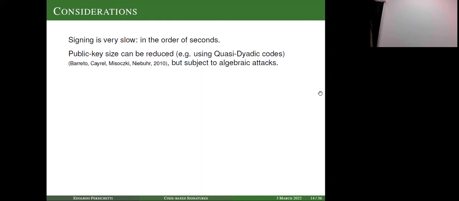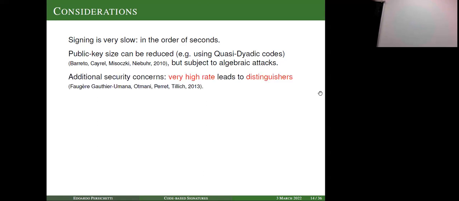And the public key size maybe can be reduced if you know a little bit about what happened for encryption using these structured codes with certain properties, like for example, quasi-cyclic or quasi-dyadic. There was a proposal using quasi-dyadic codes by Barreto, Cayrel, Misoczki, and Niebuhr. But then we have some problem with algebraic attacks for encryption. The same kind of problems apply here. And in fact, the public key is really not the main concern here. Yes, it's a big public key, but if this was all it was, then we can maybe live with it.